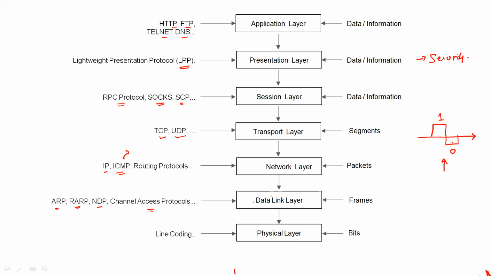High voltage represents one and low voltage represents zero. At the receiver side, if high voltage is received, that means it's one, and if low voltage is received, that means zero. That's how the receiver will decode it. There are many line coding techniques. This is the simplest one, and of course we have many problems with this one.